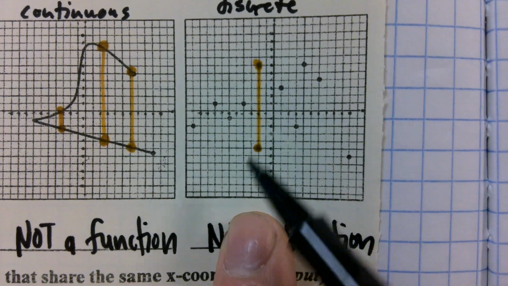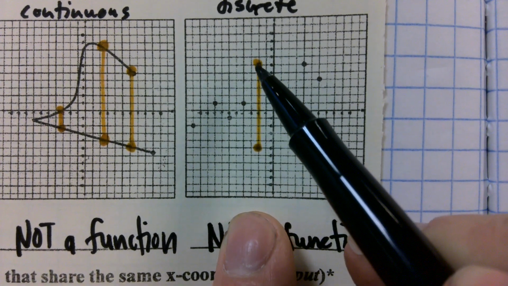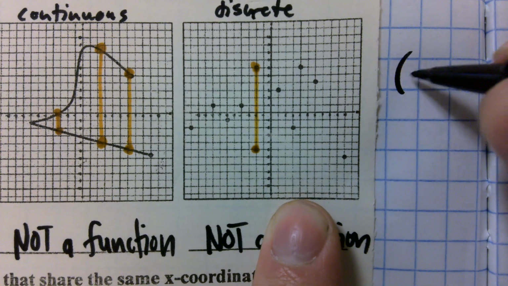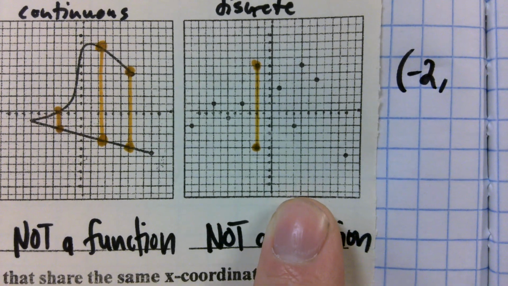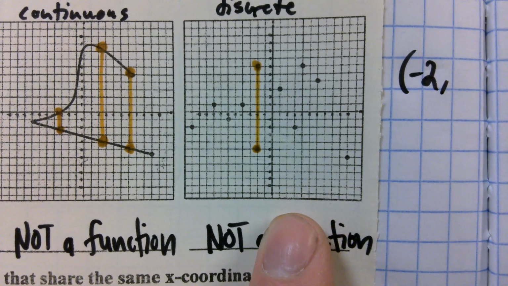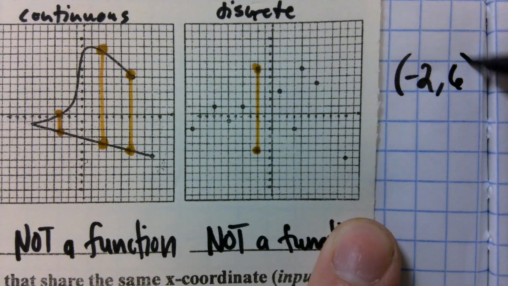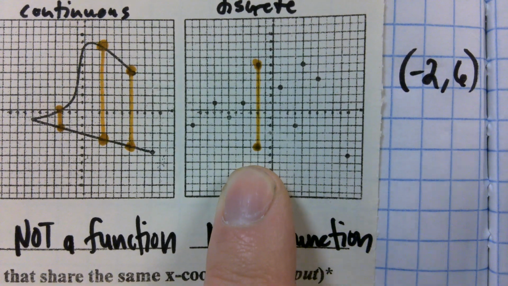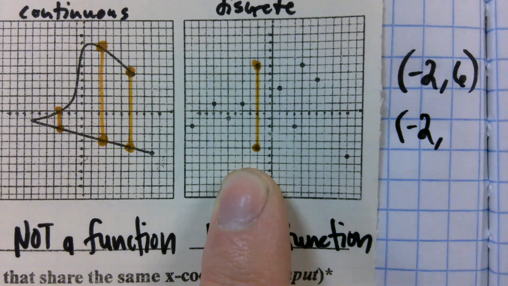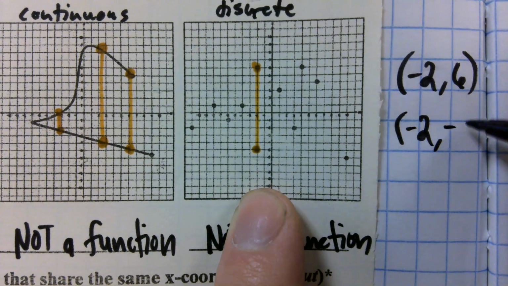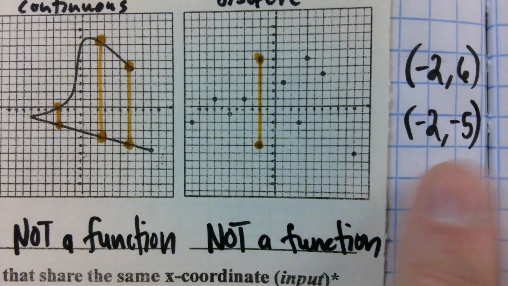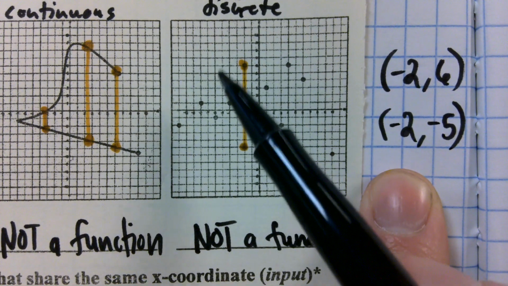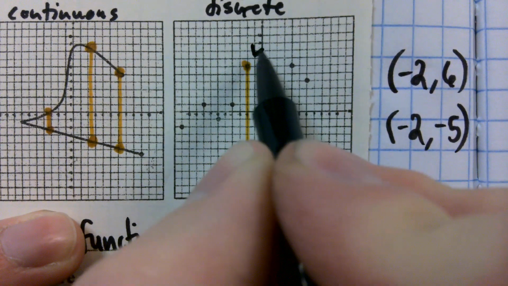Well, these 2 points here, what are the coordinates of this top point here? -2, comma, what is it, 6? Yeah, -2, comma 6. What are the coordinates of this point down here? -2, comma -5. Right? That's these 2 points. I'm going to do a little arrow.